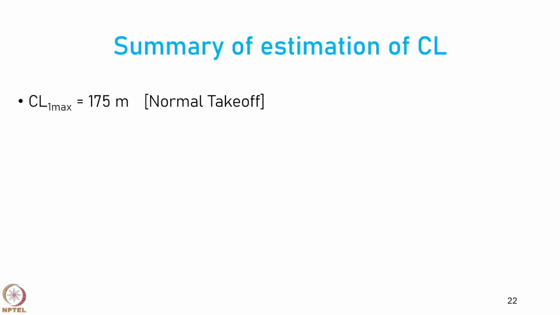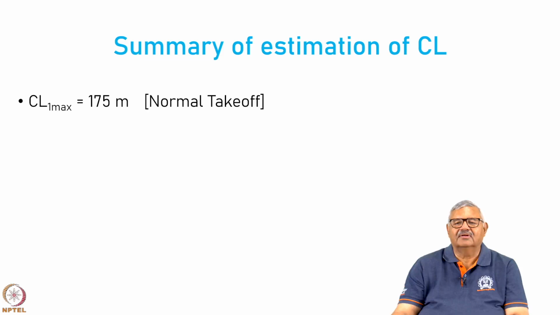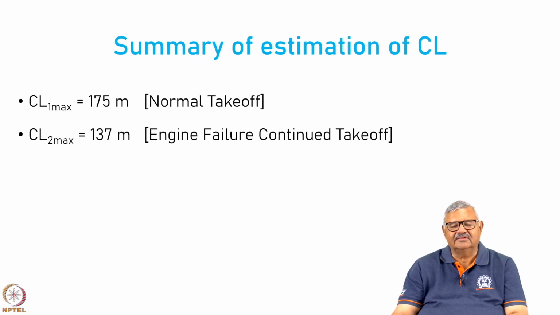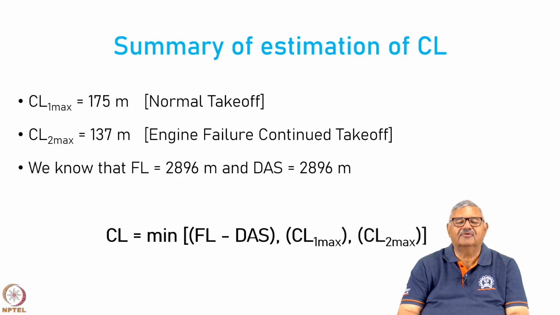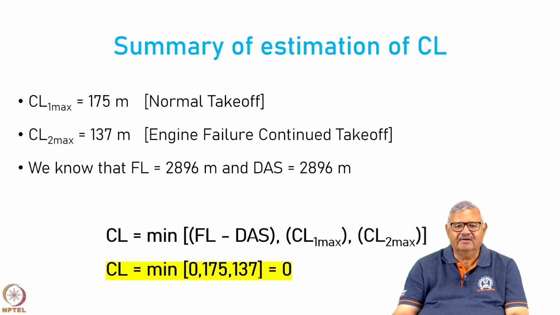Now, we know that the CL1 max is 175 meters, which we have just obtained. CL2 max is 137 meters, and we know that FL is 2896, and also that the DAS, the accelerated stop distance, is 2896. Therefore, the difference between FL and DAS is going to be 0. So, the clearway for this example will be the minimum value of 0, 175 and 137, which is 0. Therefore, in this example there is no clearway; the length is 0.